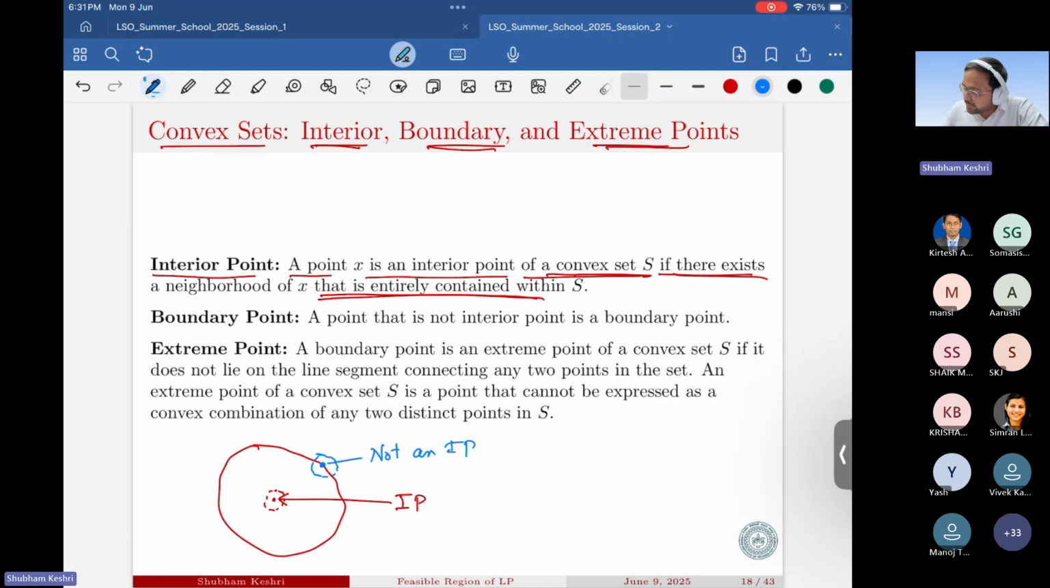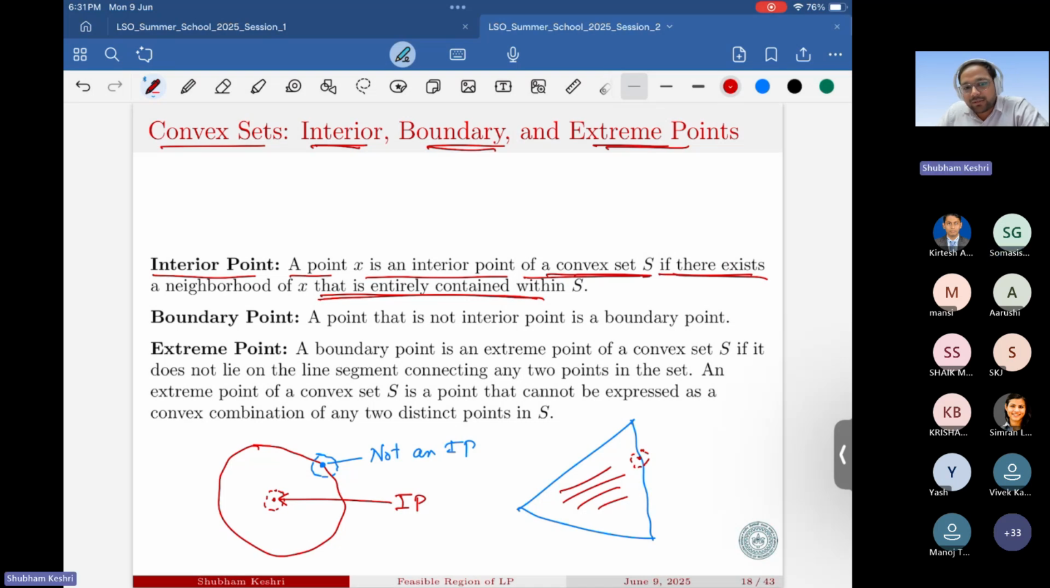For example, if I take a triangle, sorry for the bad drawing, all the points inside this triangle are interior points, but no point on a vertex will be an interior point, because if you draw a neighborhood around that point, all the points in that neighborhood will not lie in the convex set. Therefore, this is not an interior point. Am I making sense, or is it becoming too complex?